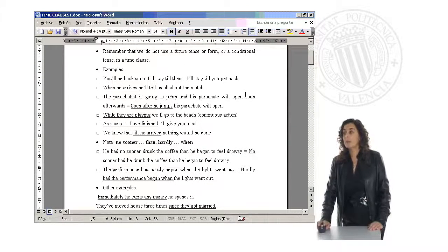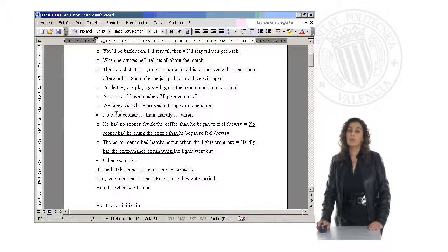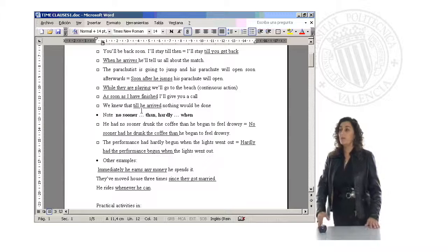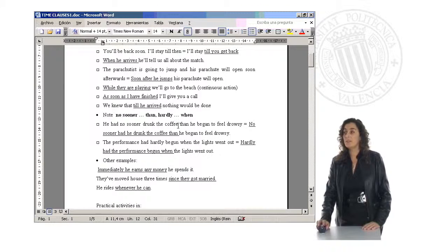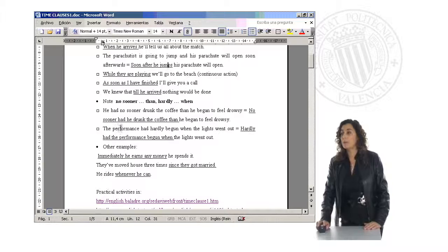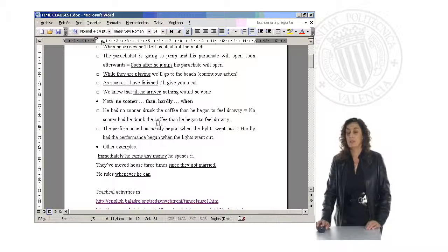The parachutist is going to jump and his parachute will open soon afterwards. Soon after he jumps, his parachute will open. And all the same. Remember that when we use the conjunction no sooner than or hardly when, we have to put both parts, okay? For example, he had no sooner drunk the coffee than he began to feel drowsy. No sooner had he drunk the coffee than he began to feel drowsy. The performance had hardly begun when the lights went out. Hardly had the performance begun when the lights went out, right?